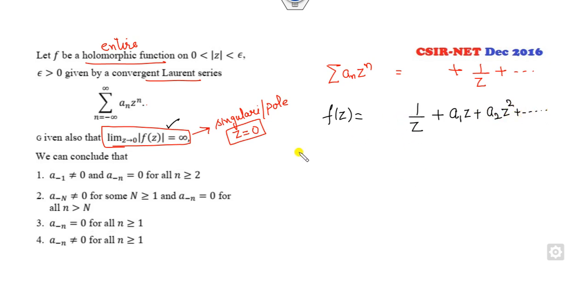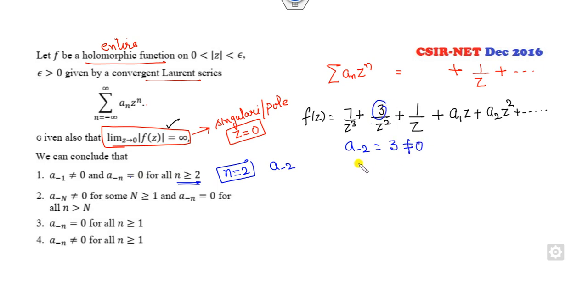Now a of minus 1, the coefficient of this, is non-zero, fine, but a of minus n is not always 0. I can take any number, say 3 over z square, plus I can define another number also, say 7 over z cube, and so on. Now clearly, whenever n is greater than or equal to 2, say n is 2, what is a of minus 2? This is 3, which is non-zero. A of minus 3 is 7, non-zero, so this option is cancelled out.